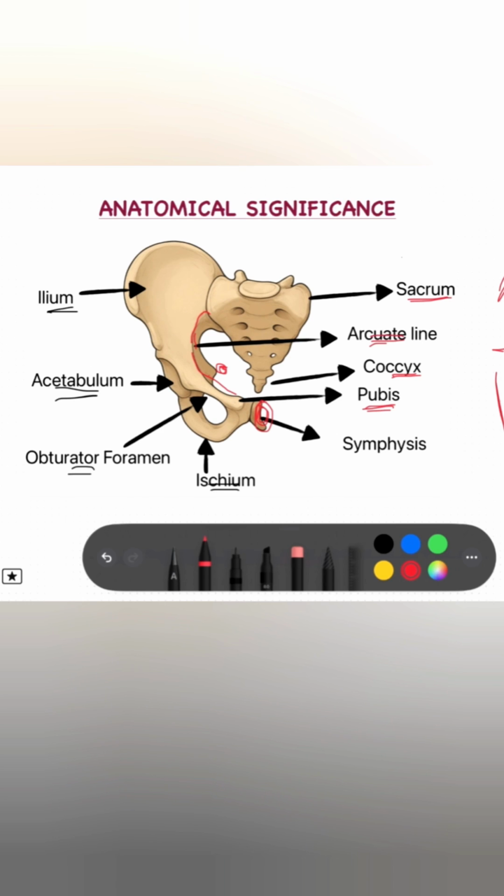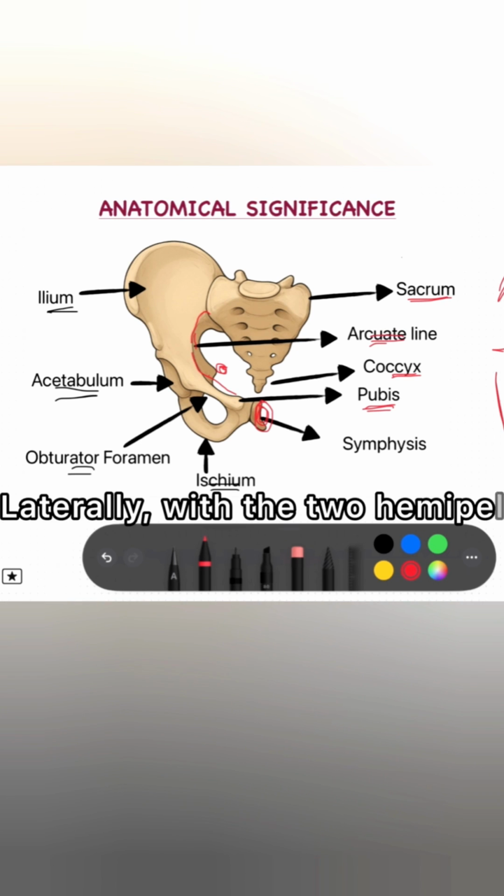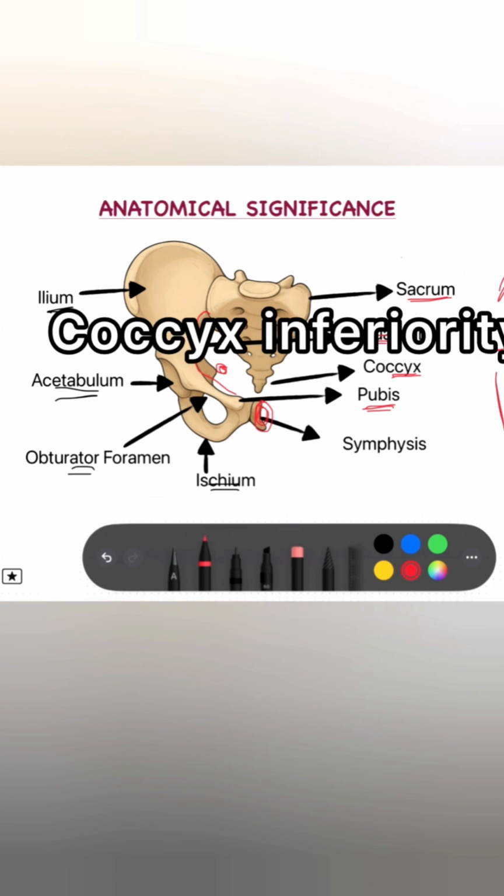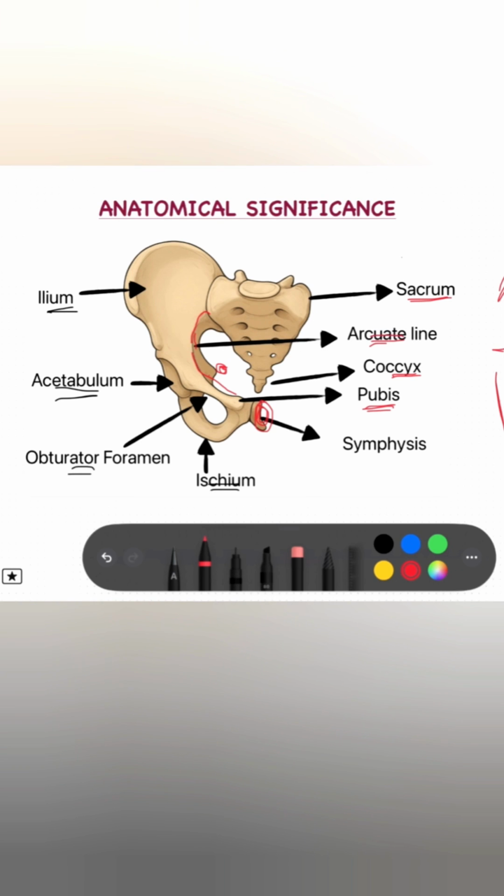For articulations, as I explained earlier, it articulates with L5 and laterally with the two hip bones, those are the two hemipelvis. Inferiorly, there's the coccyx. For the anatomical significance, it forms landmarks. There are the sacral foramina, those holes that you can see here within the sacrum. These holes are important openings for the passage of sacral and spinal nerves. There are also the median, intermediate and lateral sacral crests.